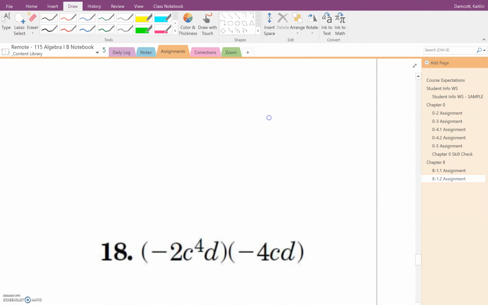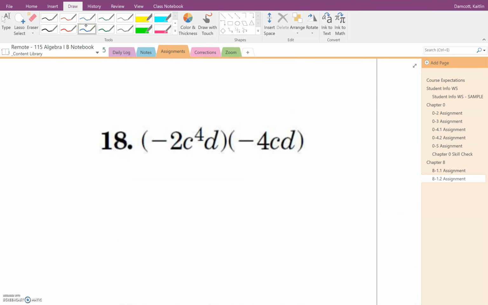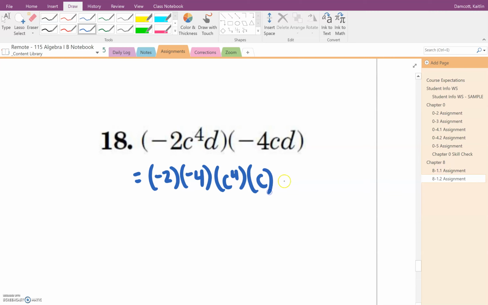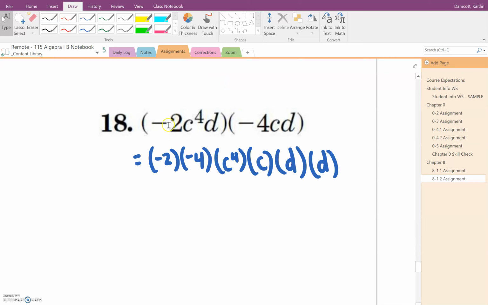Scrolling down to number 18, this is the last one. This one has numbers involved, so we're going to switch up our order. We've got a negative 2 in the first monomial, we've got a negative 4 in the second, then I'll do my c's, so I've got c to the fourth, and then c in the second monomial, and then I've got d in the first and d in the second. Okay, so I have successfully put the numbers together, I've put the c's together, and I've put the d's together.